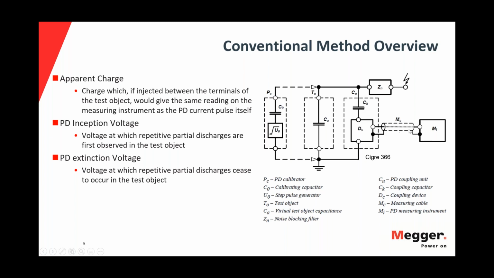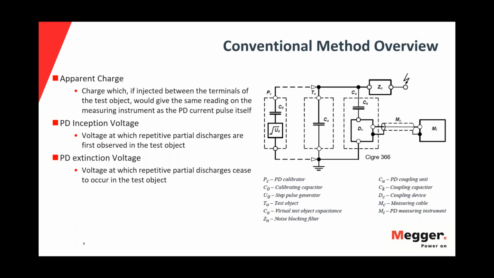So we call it measuring impedance. Combination of this, you will be able to measure the level of the pulse in picocoulomb. Picocoulomb, you know, that is the integration of current pulse in time. So that means it gives you a level of the apparent charge.